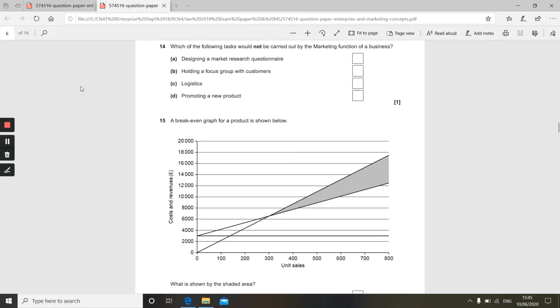Question number 14. It says, which of the following tasks would not be carried out by the marketing function of a business? So again, another functional area question, looking at the different activities that are likely to be carried out, but which one is not going to be carried out by marketing? If you remember, marketing is all about making customers aware of your products and services, promoting your brand, finding out what customers' wants and needs are. Have a look at those options and decide which one you think would not be carried out by the marketing function. Okay.